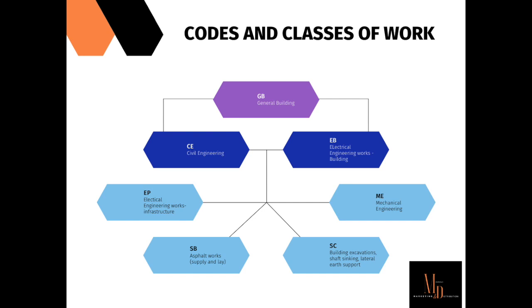For instance, you get the CE, which is civil engineering, and those would be working with materials such as rocks, concrete, civil engineering aspects. And then you'll get the electrical engineering works, and that would be your EB. EB will fall into a different spectrum, which would be installation, extension, modification of electrical work. So if you are into electricity, you'd be a grade 5 EB. So that's how it works.